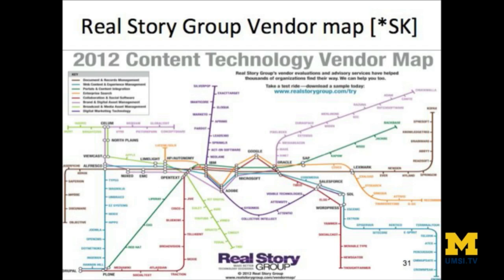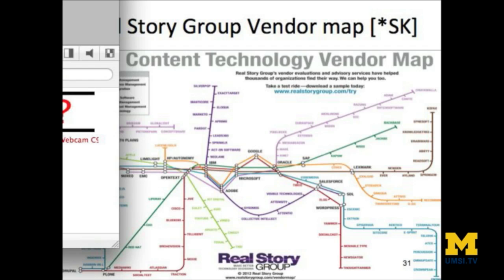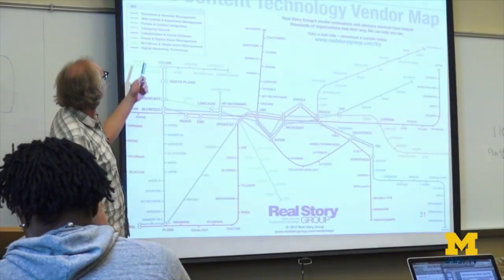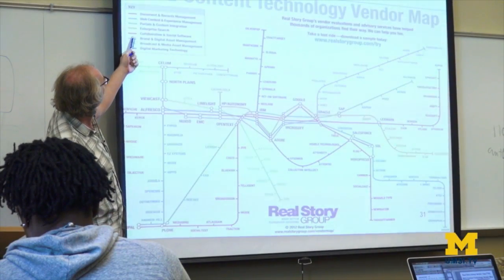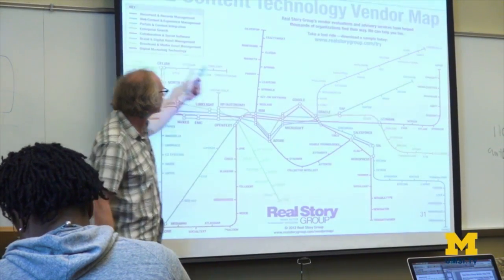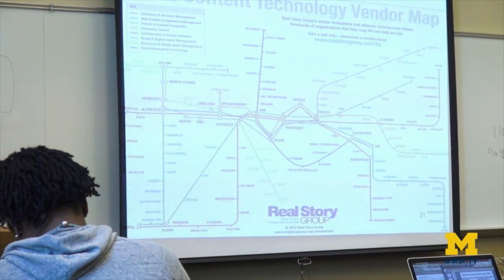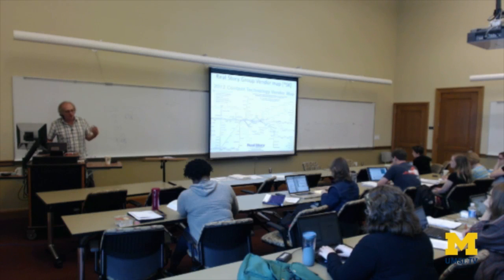This is the third. So there's Gartner, Forrester, and the Real Story Group. This is how they graphically visualize what this market is between digital marketing technology, collaboration, and social software. So Google Docs is right here, basically. And again, it's just another way of understanding this market landscape.